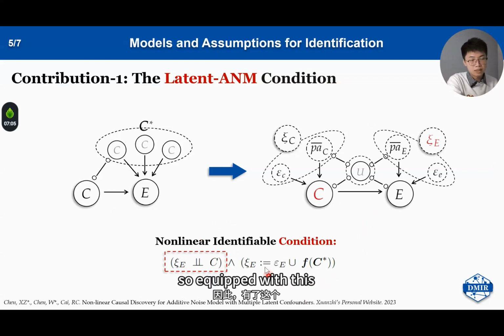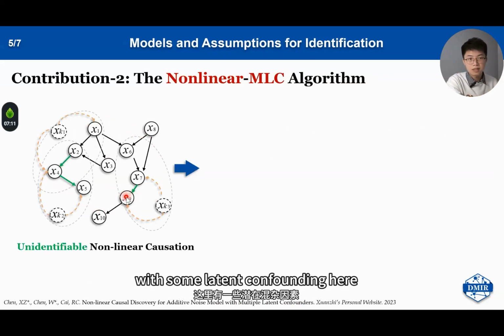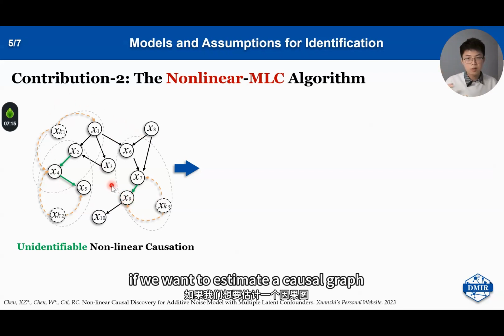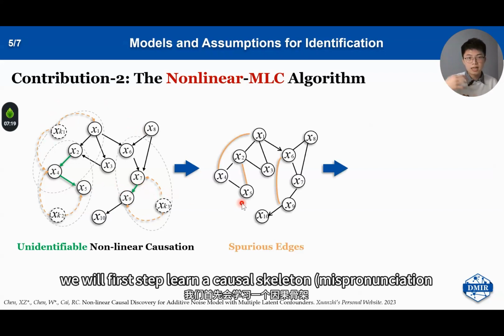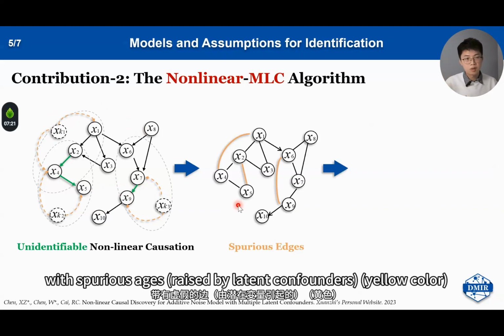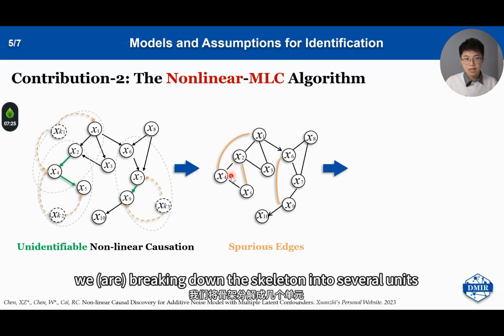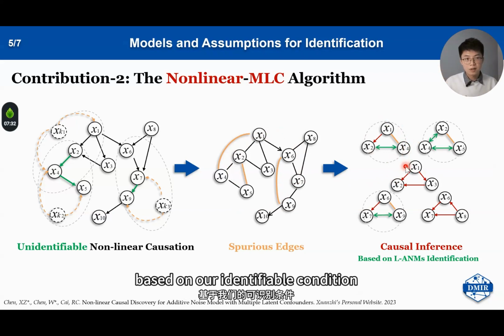So equipped with this condition, if we have a causal diagram with some latent confounding here, given the data generated by such a structure, if we want to estimate a causal graph, we will first learn a causal skeleton with spurious edges, and then in the second step, we break down the skeleton into several units, where for each of the units we will apply causal inference based on our identifiable condition.